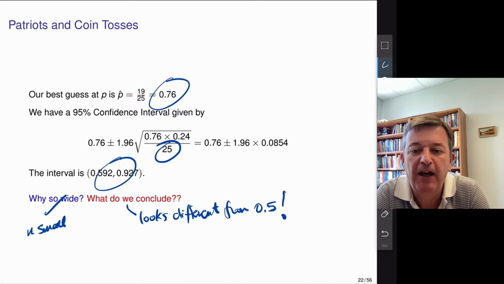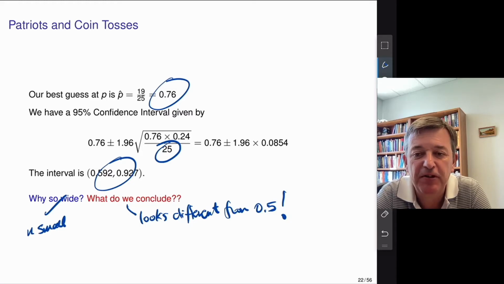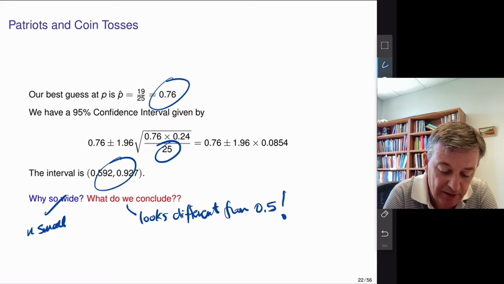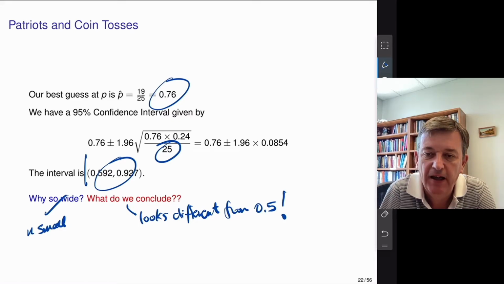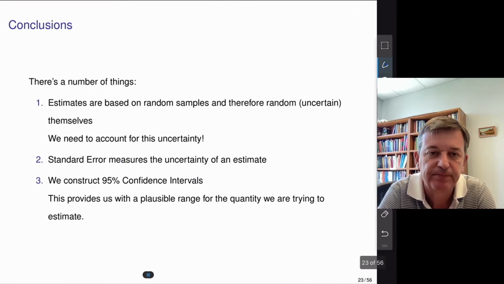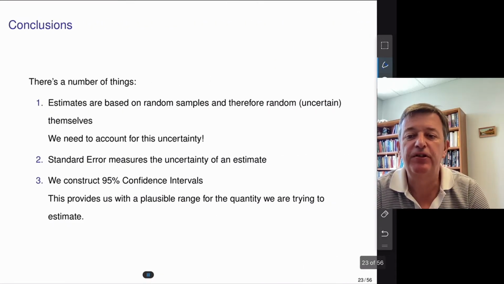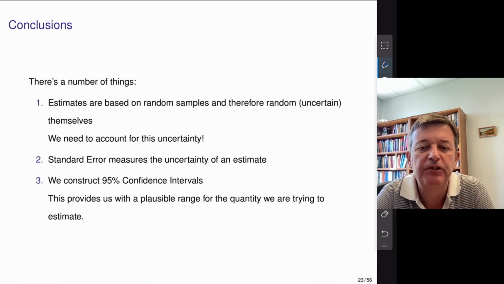Of course, we would have to have more data to conclusively decide, but based on the sample size of 25, a small sample size, at the 95% level, the interval does not contain 0.5. So statistically, significantly different from 0.5 in our Patriots example. Okay, so here's just to conclude this little section of the notes.